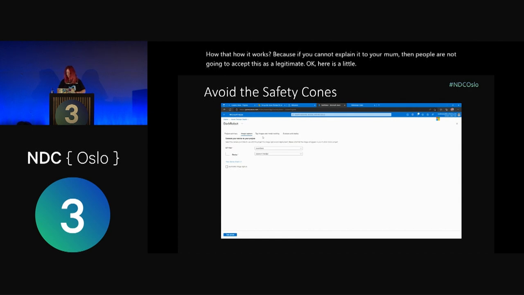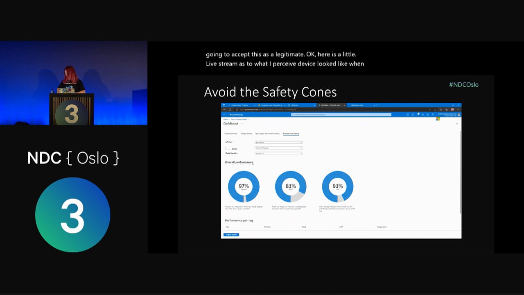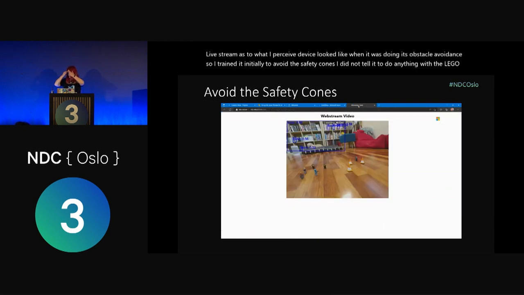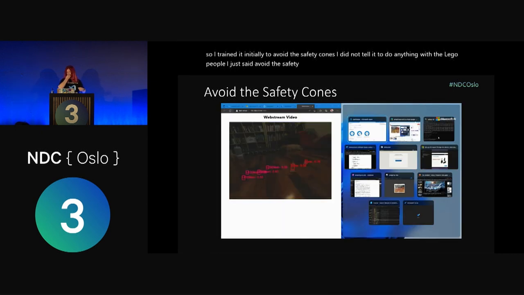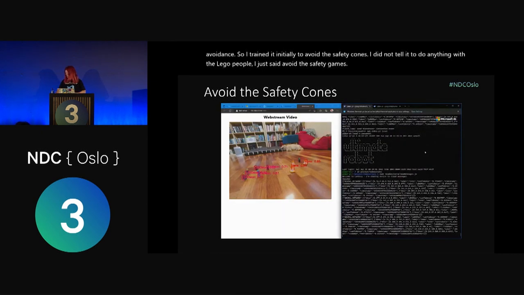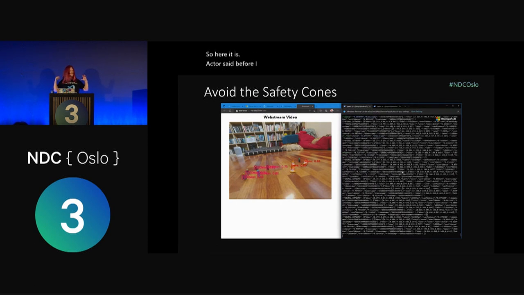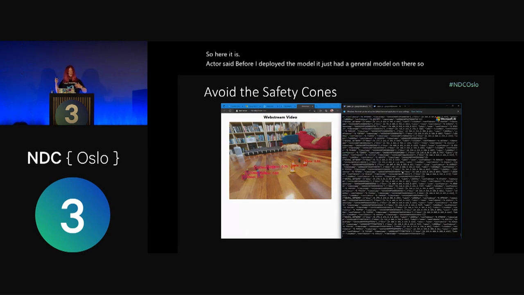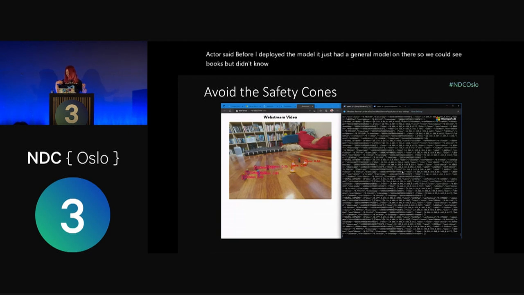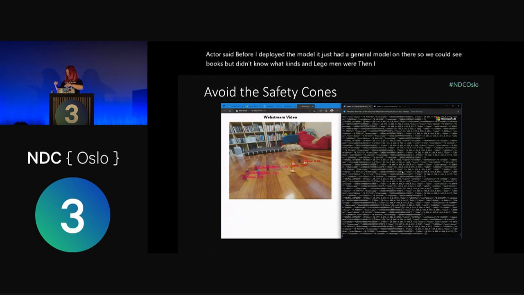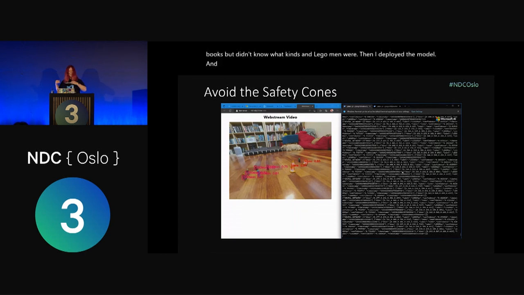Okay, here is a little live stream of what my Percept device looked like when it was doing its obstacle avoidance. So I trained it initially to avoid the safety cones. I did not tell it to do anything with the Lego people. I just said avoid the safety cones. So here it is. Before I deployed the model, it just had a general model on there so it could see books, but didn't know what cones and Lego men were. Then I deployed the model, and it recognizes the cones and the Lego men.